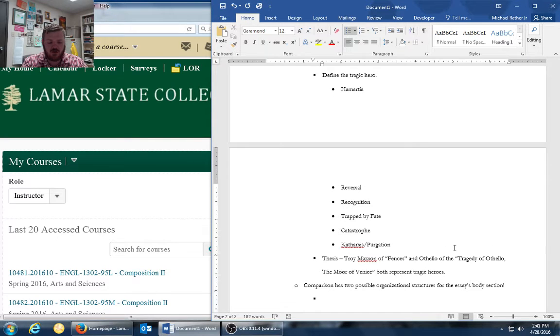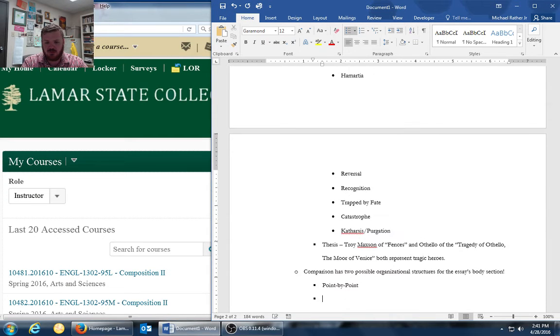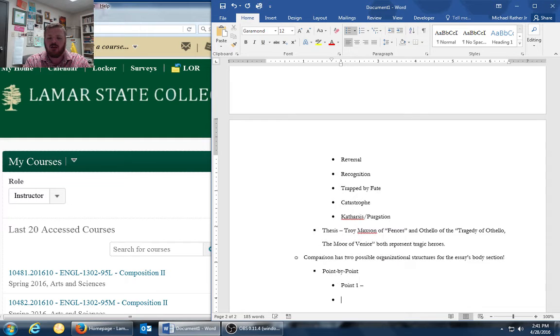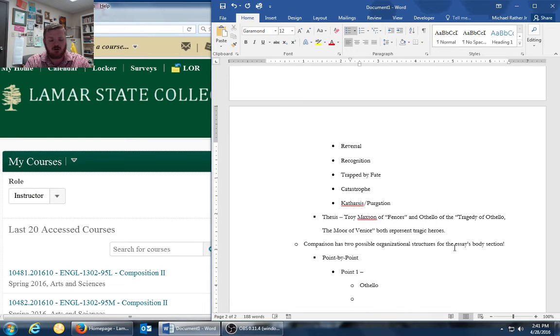You can go point by point, where you would have point one, whichever of those elements, hamartia, reversal, recognition, trapped by fate, catastrophe, catharsis, whichever one you want to point to as an element of the tragic hero that these two characters both share. Then you would have a section of that point one where you discuss Othello, and a section where you discuss Troy Maxon, and you want to summarize or paraphrase what's in the play. You will quote directly from the play.